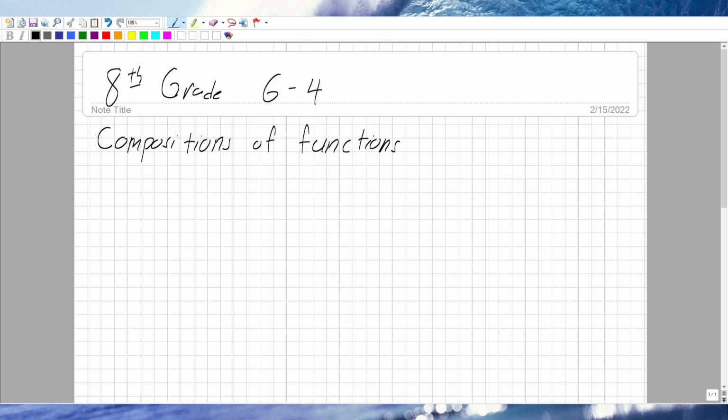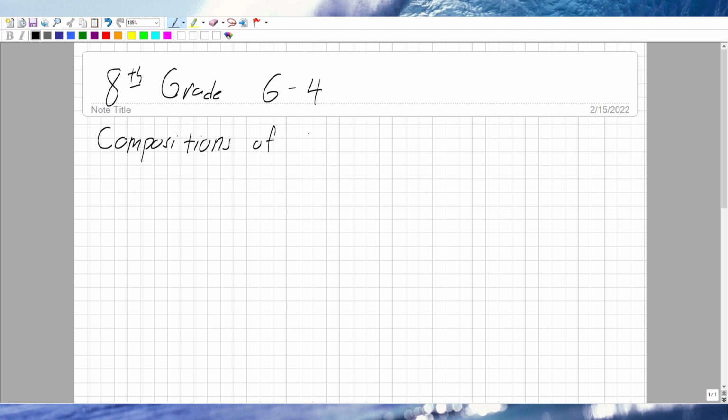Actually, that shouldn't be composition of functions. That should be composition of transformations. Oops. All right, well, let's fix that right off the bat. Should I re-record? Of course not. Can't do that live, so why would I do that now?